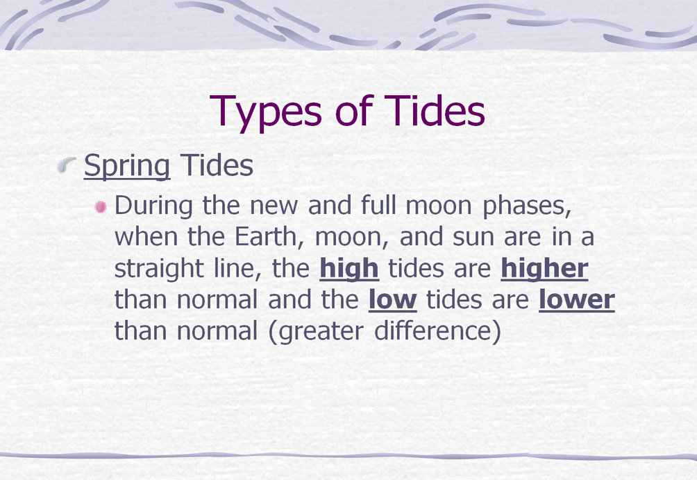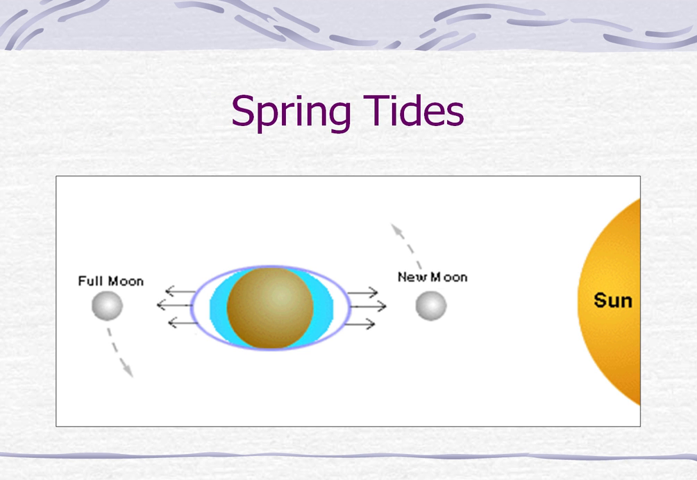There are 2 general types of tides that are important to understand. Spring tides occur during the new and full moon phases, when the Earth, Moon, and Sun are in a straight line. The high tides are higher, and the low tides are lower. So that's because the Earth, Moon, and Sun are pulling together. That's what's going on in this image.